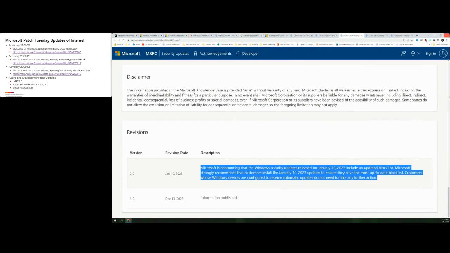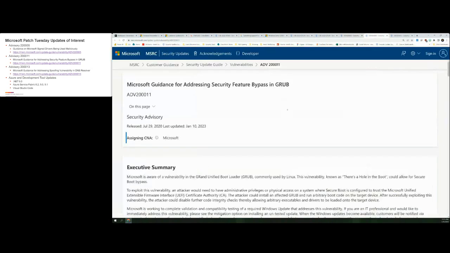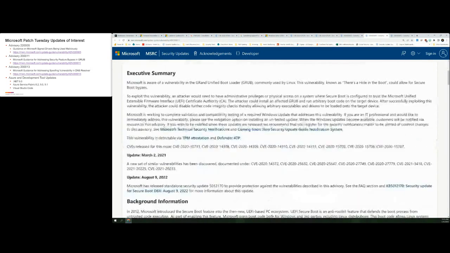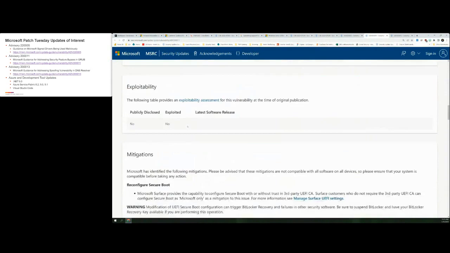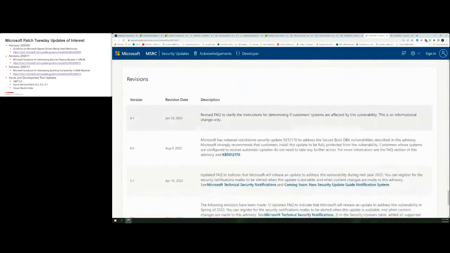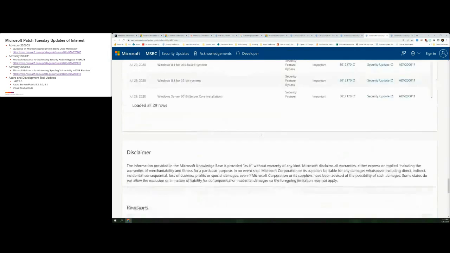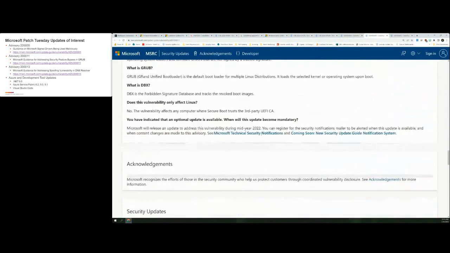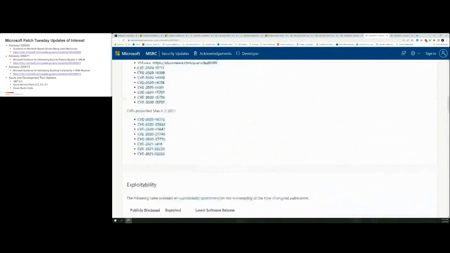All right. Advisory 20.0011. This one is a few years old. Microsoft, I'm not going to go through, again, all of it here. I want to jump down to what got updated in this case. So in this case, the FAQ was updated to clarify the instructions for determining if customer systems are affected by this vulnerability.